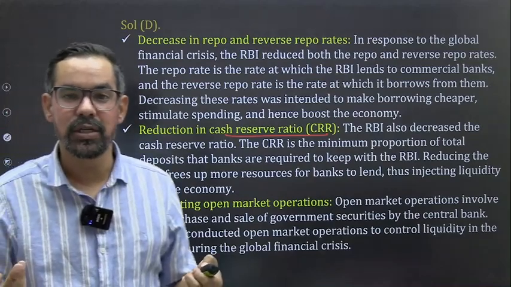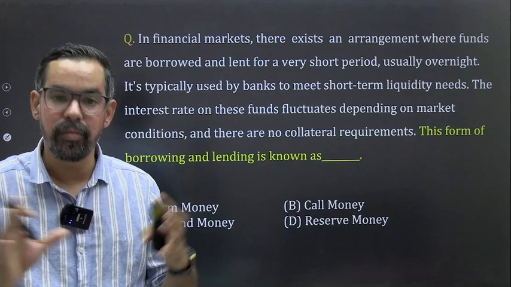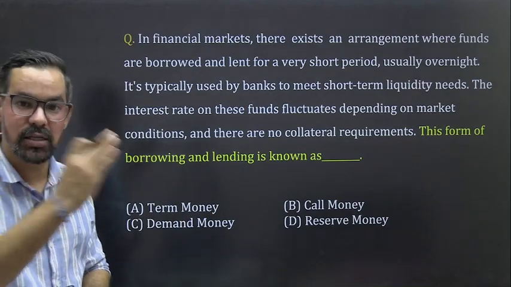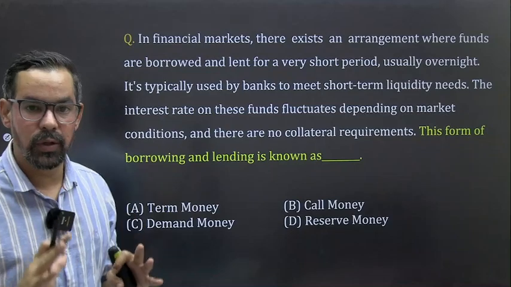Conducting open market operations. Open market operation is generally known as buying and selling of government securities through RBI. So during that time also, this was conducted quite a lot. Same as during COVID also, right? During COVID also you will see all these activities.